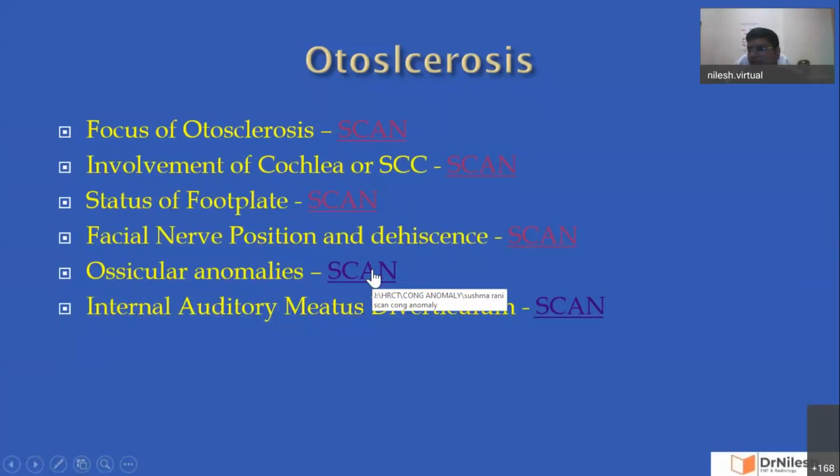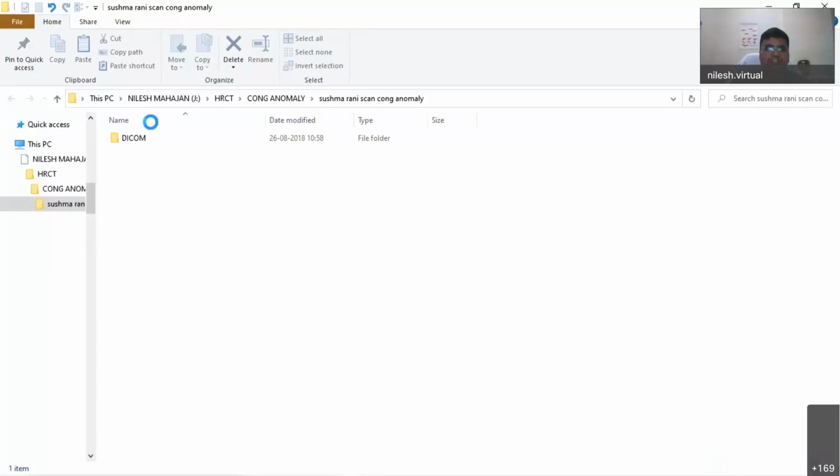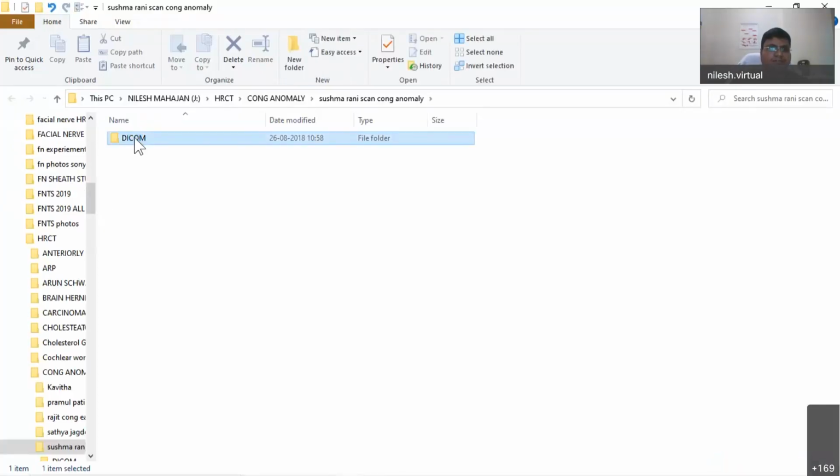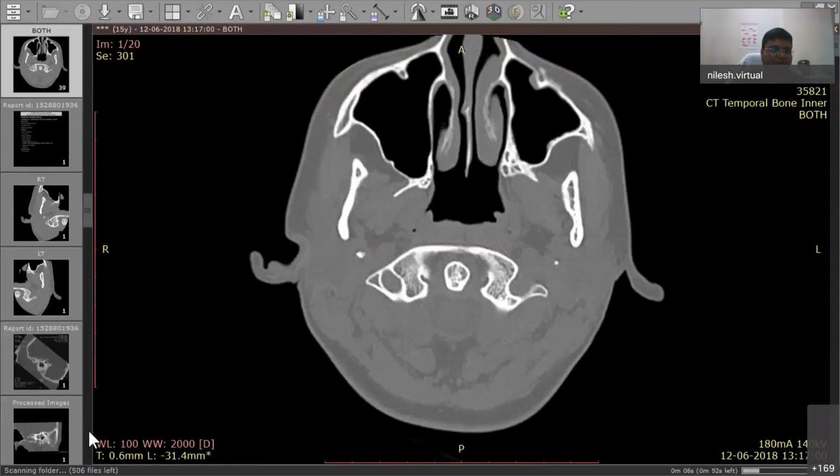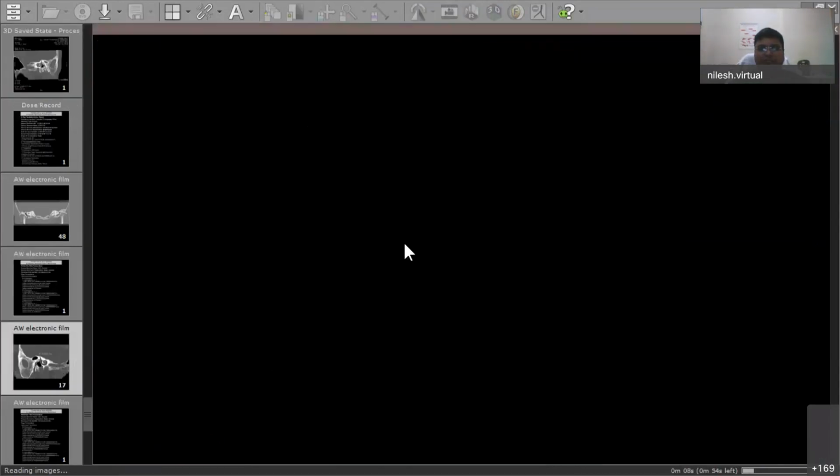Next, you have to see the associated ossicular anomalies. If ossicular anomalies are there, then that is a case of congenital ossicular anomaly and not otosclerosis. So we'll see this. What is the ossicular anomaly here? Normal ossicles, we know how they look. I'll show you the MIP directly if possible.